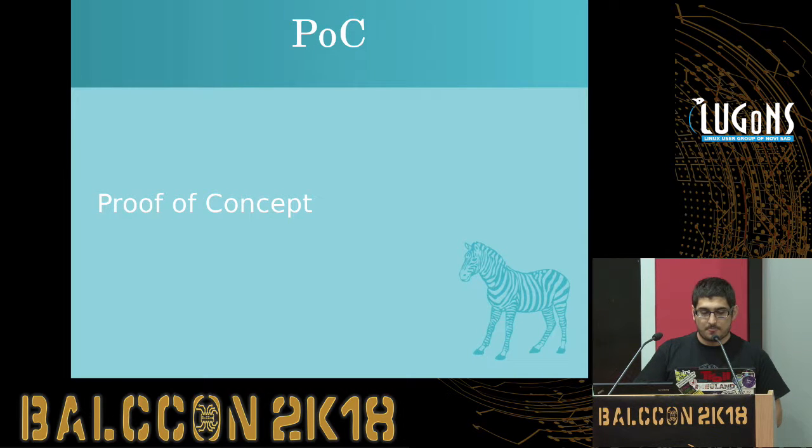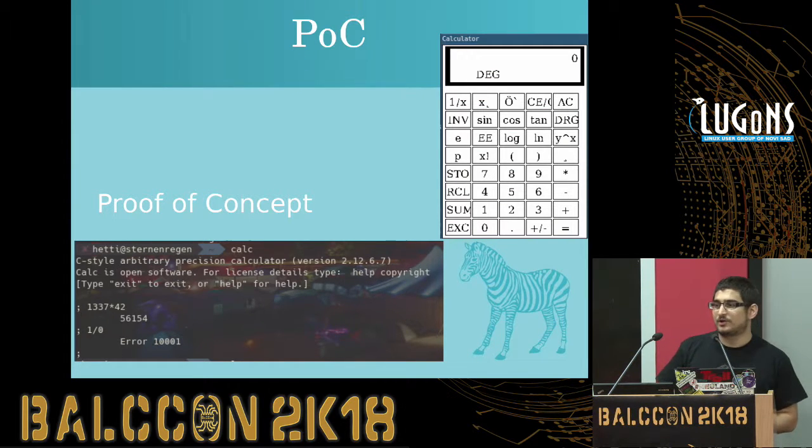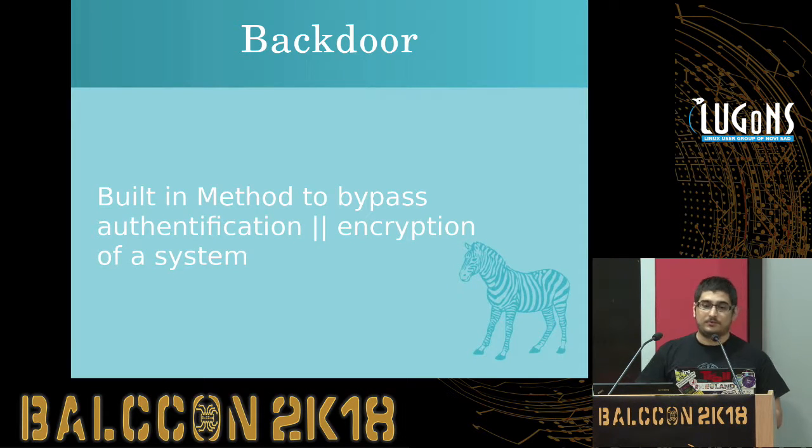Also very important is PoC, proof of concept. It's written code that shows people that you encountered a bug and you exploited it. Normally you pop a calculator for it. Like this one, well, normally you don't pop the bash calculator, you pop the normal one, and show the people that you used remote code execution by popping the calculator. Then there is backdoor. A backdoor is a built-in method to bypass authentication or encryption of a system.